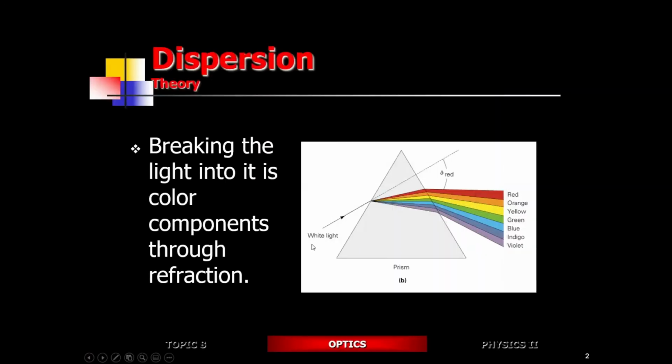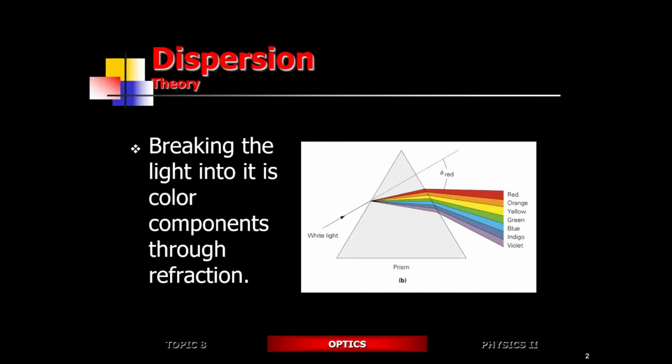Dispersion is breaking white light into its color components. This is known as dispersion. Notice that you got red on top, violet at the bottom. I usually do a comparison between red and blue, and the spectrum obviously is between red and violet. All right, so why is it that red is on top and violet is at the bottom? If you had to guess, what would you say?